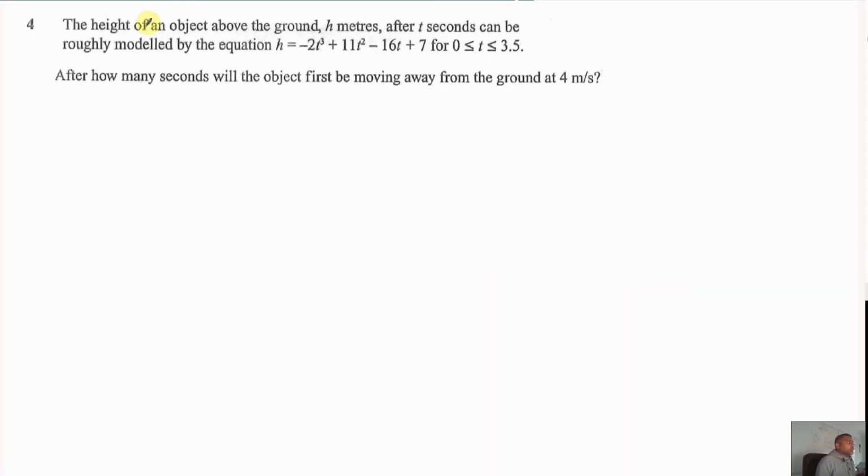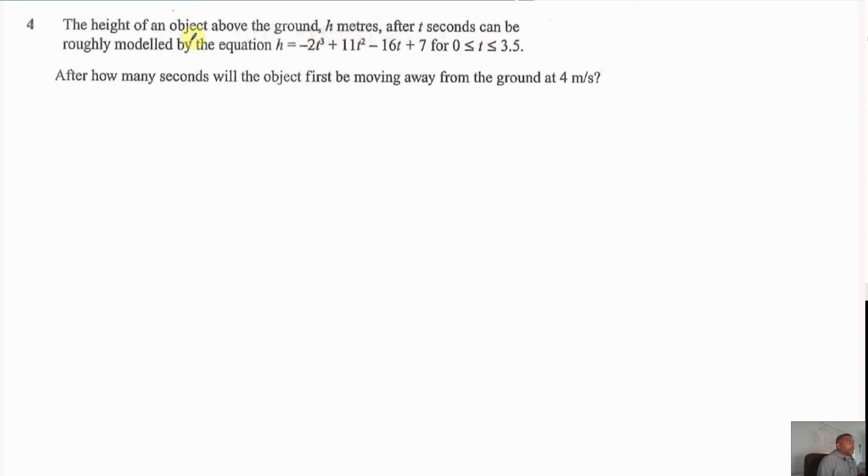Okay, so question 4, it says the height of an object above the ground h meters after t seconds can be roughly modelled by the equation h equals minus 2t cubed plus 11t squared minus 16t plus 7 for the interval where t is greater than or equal to 0 but less than or equal to 3.5. What that tells us so far is it's a negative cubic graph, some transformation of a cubic. So between 0 and 3.5, if it's a cubic, I'm assuming it's going to have a turning point or maybe 2 turning points within that interval.